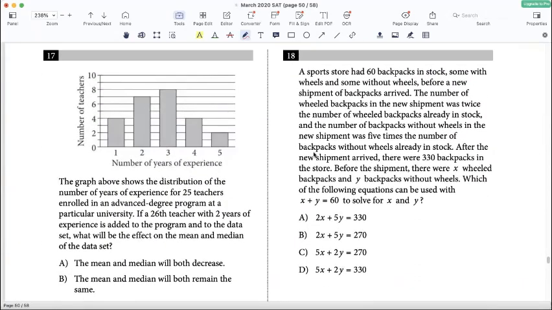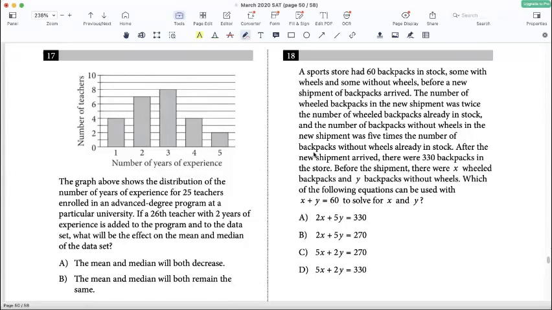The graph above shows the distribution of the number of years of experience for 25 teachers enrolled in an advanced degree program at a particular university. If a 26th teacher with 2 years of experience is added to the program and to the data set, what will be the effect on the mean and the median?